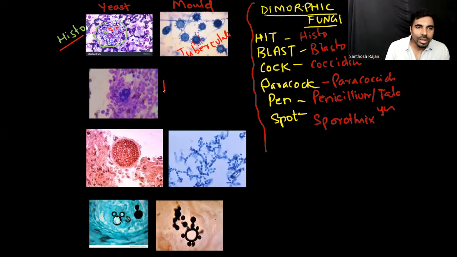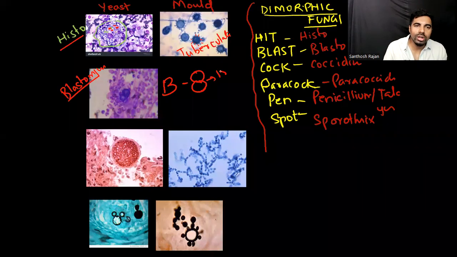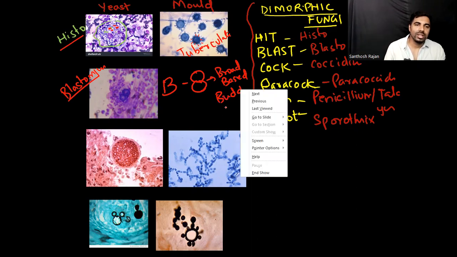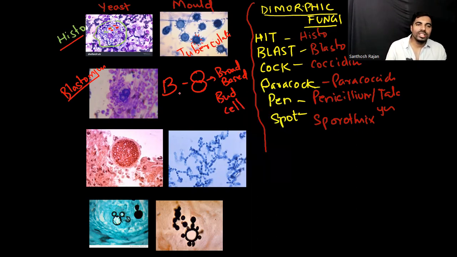This one you see, figure of eight, is Blastomyces. This is blastomycosis, Blastomyces dermatitidis. All the dimorphic fungi cause lung infection, that is the one thing; all cause pulmonary infection, and then other complications. In Blastomyces, the B looks like 8. And it is a broad-based budding cell. B, and this looks very similar, BB. Broad-based budding cell.